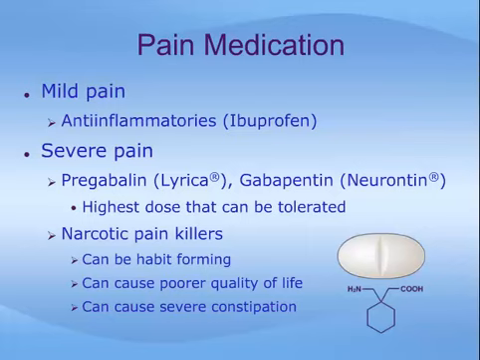If your pain is mild, the most commonly used drugs are anti-inflammatories, such as ibuprofen, as we've discussed. The drugs pregabalin, or Lyrica, and gabapentin, or Neurontin, are increasingly being used for certain patients with chronic pain conditions and are an excellent treatment choice. The highest dose that can be tolerated is recommended. Finally, if your pain is very severe, stronger medication, which contains narcotics, may be an option.